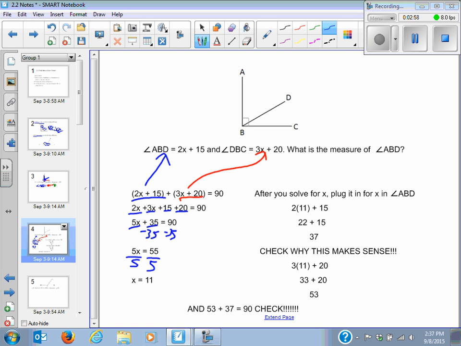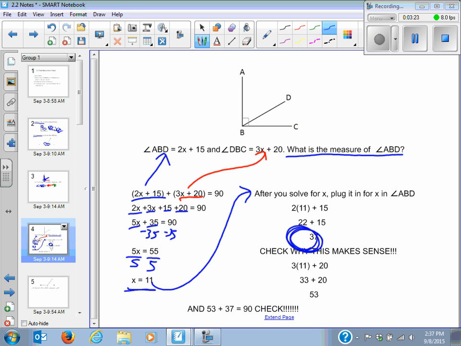Now notice, this is not circled. It's not saying that that's final. That's not my answer, because they didn't say solve for x. They said, what is the measure of that angle? So I have to use this x that I found, and I have to plug it in. I plug in and check, and I see that 2 times 11 is 22, plus 15 is 37. This is my actual answer. So 37 is my actual answer.